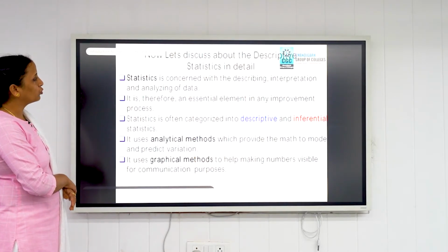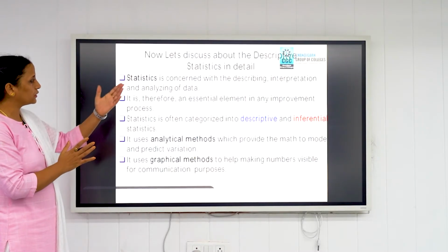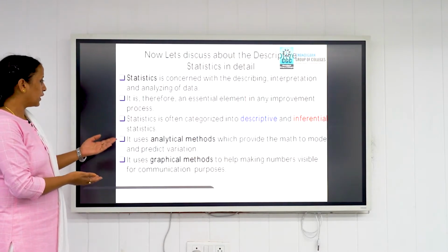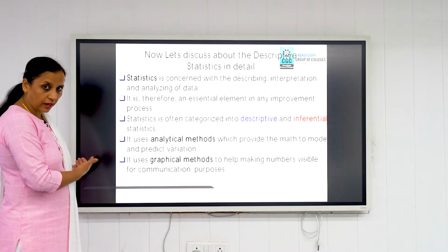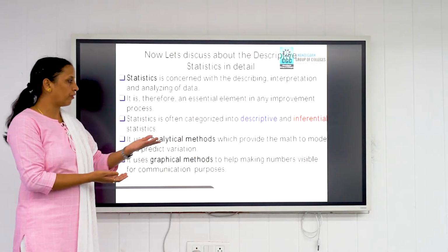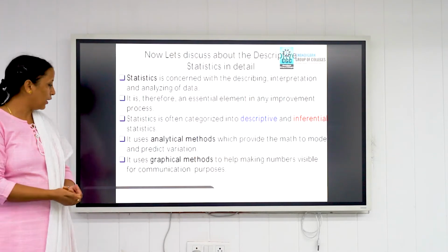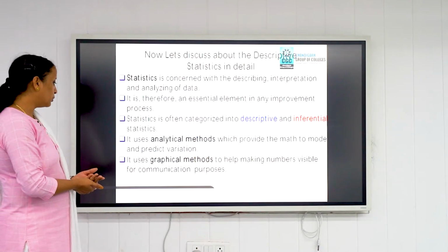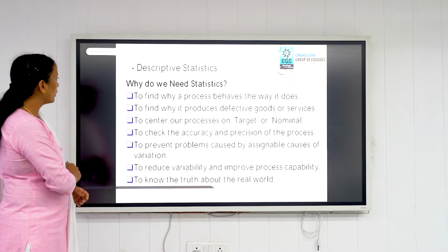Now let us discuss descriptive statistics in detail. Descriptive statistics means describing, interpreting, and analyzing the data, and statistics is often categorized into descriptive and inferential statistics, as I have discussed in the previous slide. It uses analytical methods which provide the maths to model and predict variation, right? And it uses graph methods to help make numbers visible for communication purposes.